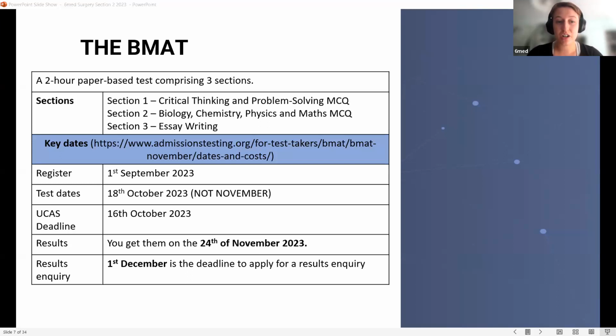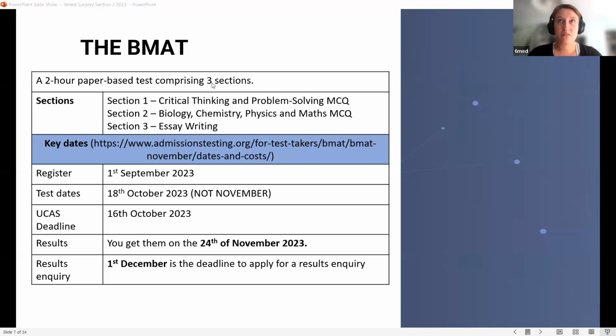If you can try and get your UCAS done sooner rather than later, so that closer to the exam you only really have to worry about the BMAT. So that's just something to think about. And then you will get results on the 24th of November. So that's obviously after your UCAS deadline.